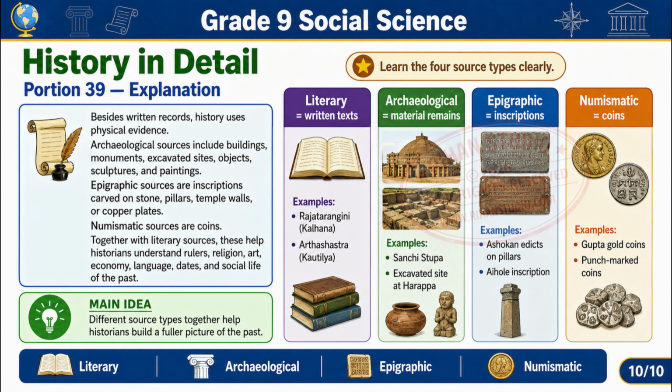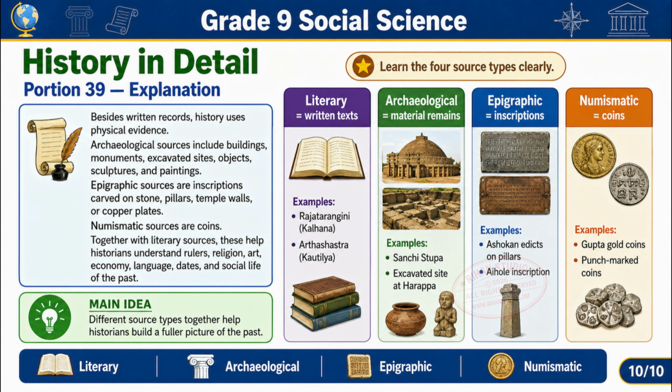Explanation. Besides written records, history uses physical evidence. Archaeological sources include buildings, monuments, excavated sites, objects, sculptures, and paintings. Epigraphic sources are inscriptions written or carved on stone, pillars, temple walls, or copper plates.